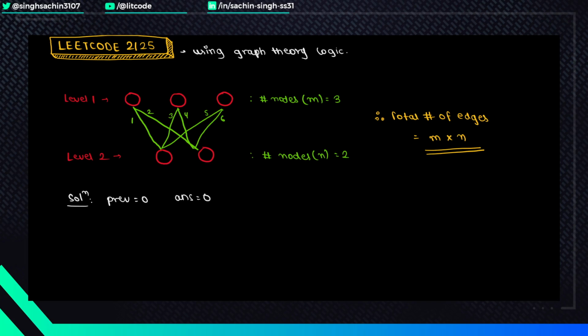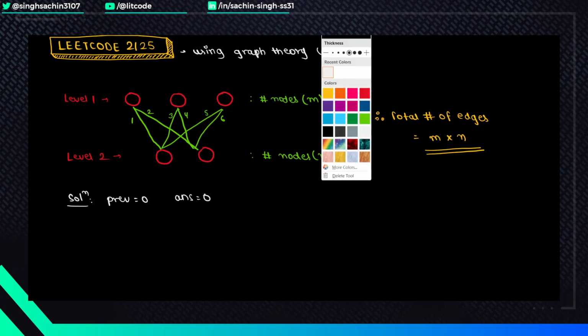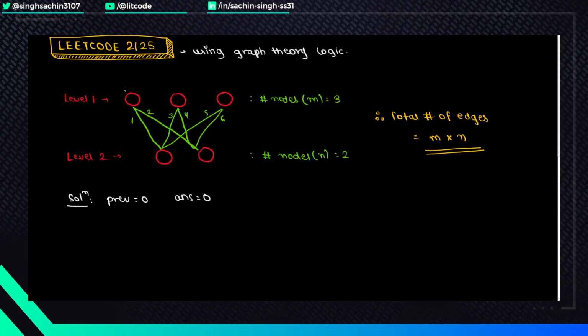For example, in this case, let's say we had three nodes in level 1 and two nodes in level 2. To get the total number of edges between these nodes, which will be 6, I have given the notation to the edges as well. So if you simply multiply the number of nodes in level 1 and the number of nodes in level 2, you will get the answer. That's exactly what we are going to do.